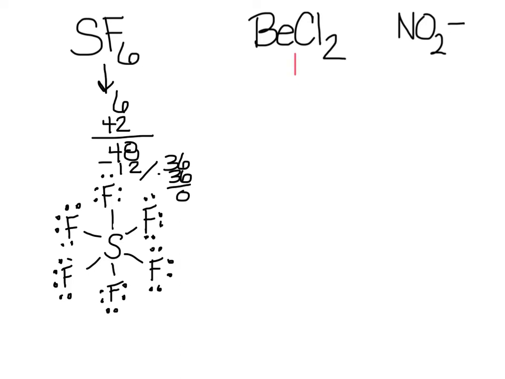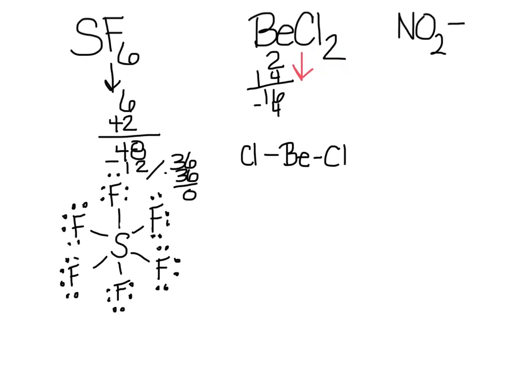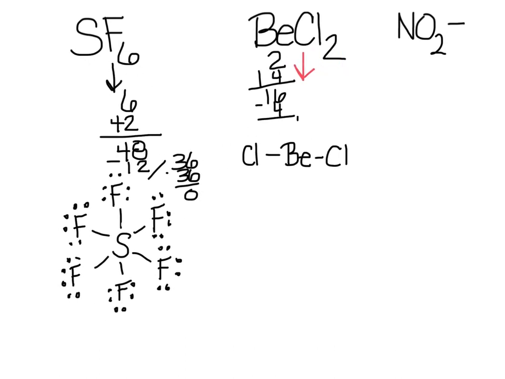Alright, let's look at our next one. Beryllium dichloride. Alright, so beryllium has 2 electrons. Chlorine has 7. There's 2 of them. That's 14. We're going to place 16. We put our beryllium in the middle. Put our chlorines on the side. That's 4 that we've placed so far. Alright, so we need to place 12 more. So let's do this. 1, 2, 3, 4, 5, 6, 7, 8, 9, 10, 11, 12. We've placed all of our electrons. We don't have any left over.